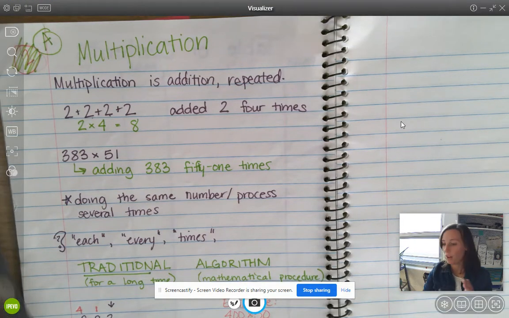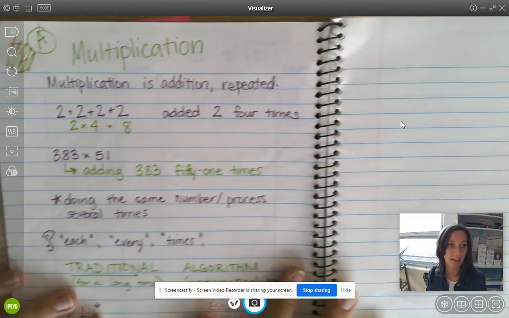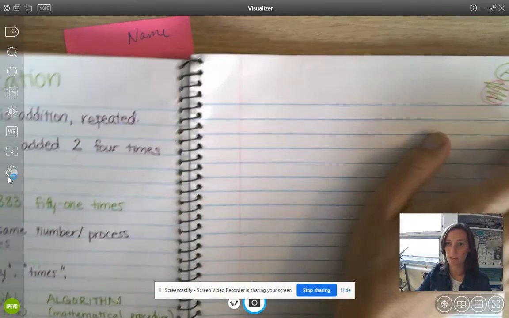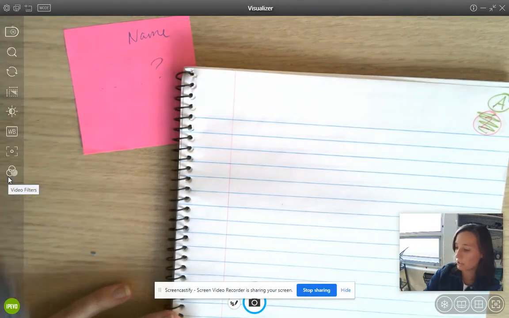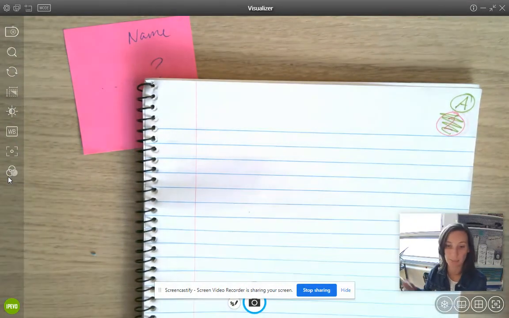There we go. All right. We're on the other side of the multiplication page. So this page is also called A. And we're going to talk more about multiplication, but maybe not the way you're expecting.